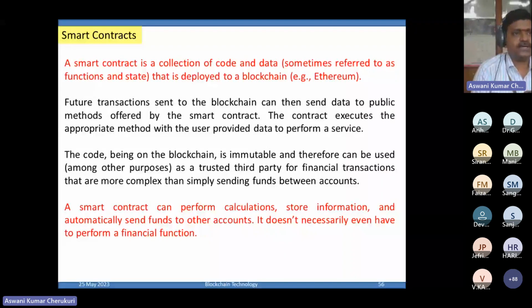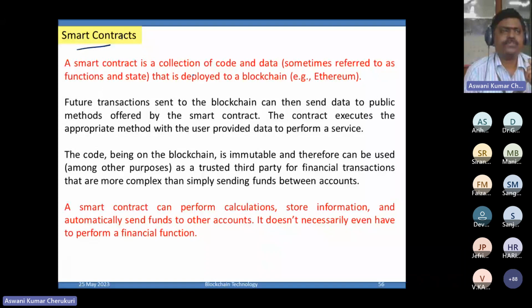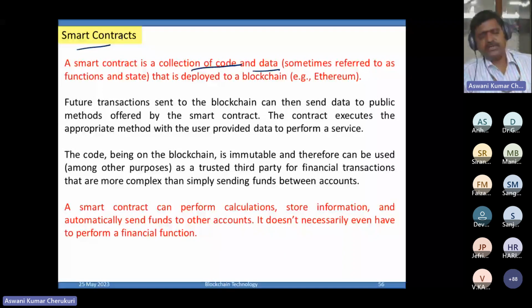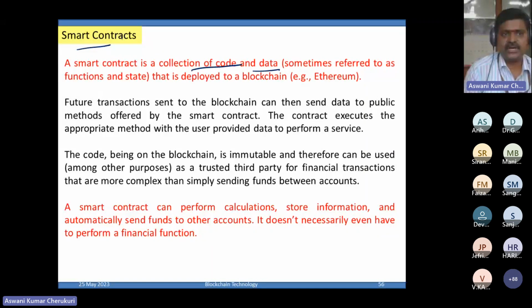There is one more important concept in blockchain, which is the smart contract. A smart contract, on top of your blockchain, is a collection of code and data. All of us know the triggers concept from programming: when there is a particular event, a trigger has to be generated. In a similar manner, you have code and you have data. On satisfaction of a contract condition, that code gets executed on that particular data. That is what a smart contract is.